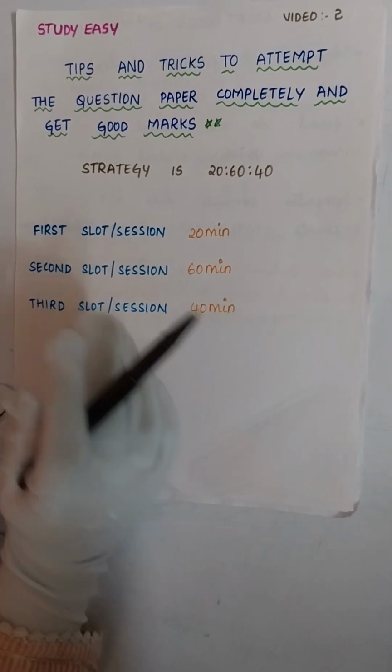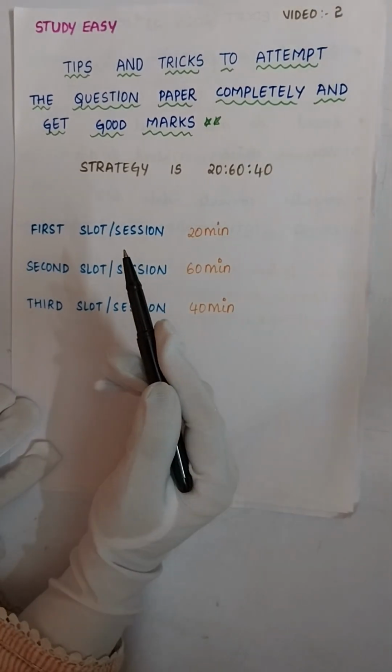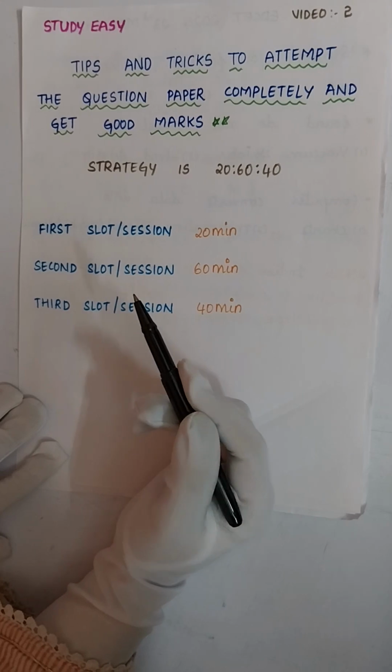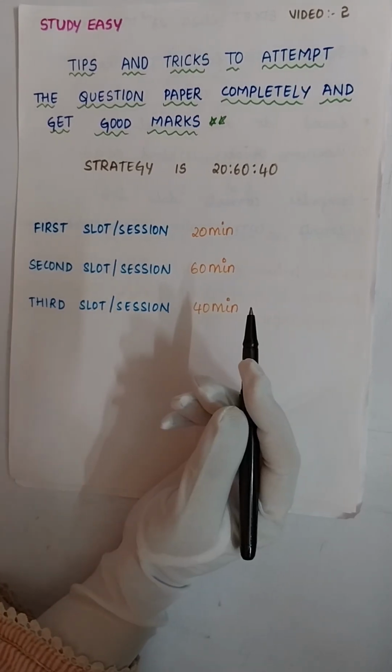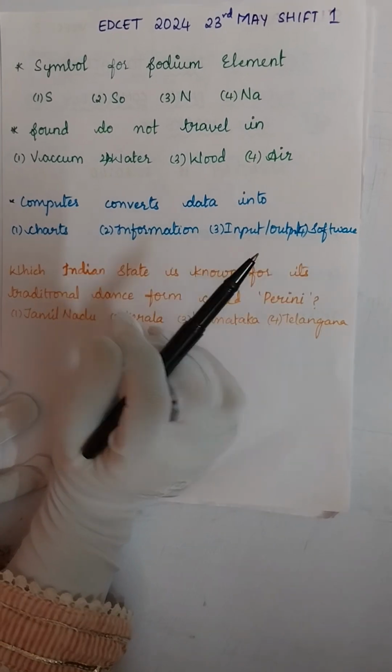Okay. So in the first 20 minutes, go through the question paper completely from question 1 to question 150, just to give a glance or scan by your eyes. By doing so, you must be able to answer at least 50 questions. Generally, those don't require much thinking. For example, these questions I have taken from last year.